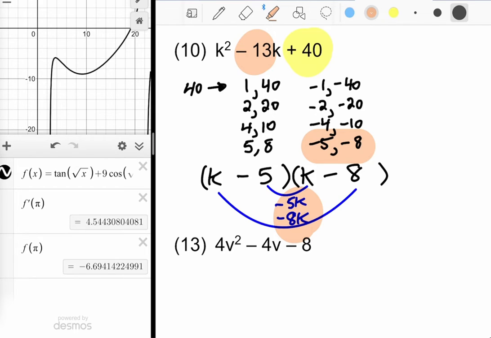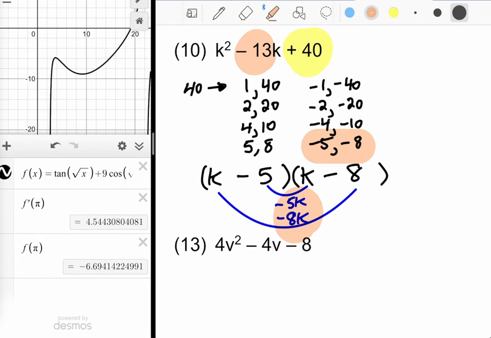All right, but you still have to come up with the list, or you don't have to actually physically write the list, but you got to think about the possible pairings. So the question you're always asking yourself is, what are two numbers that multiply to the C value that also add to the B value? All right. So in this case, what are two numbers that multiply to 40 that also add to negative 13?